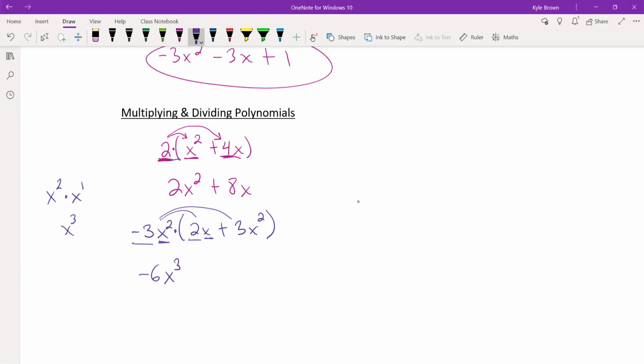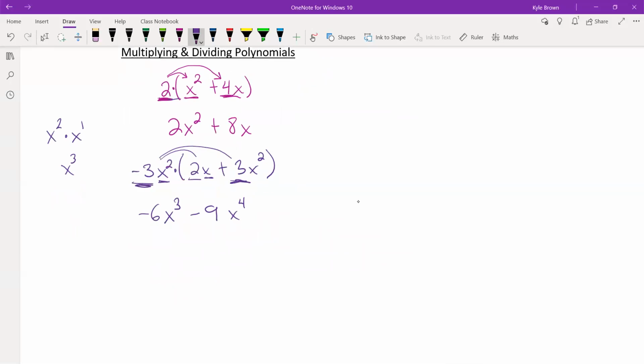Okay. So next part of the rainbow here, we've got negative 3 times 3 is negative 9. So it's like minus 9. And then x squared times x squared. So again, we're going to just add the exponents. That's the same thing as x to the 4. So that's right. That's our answer.